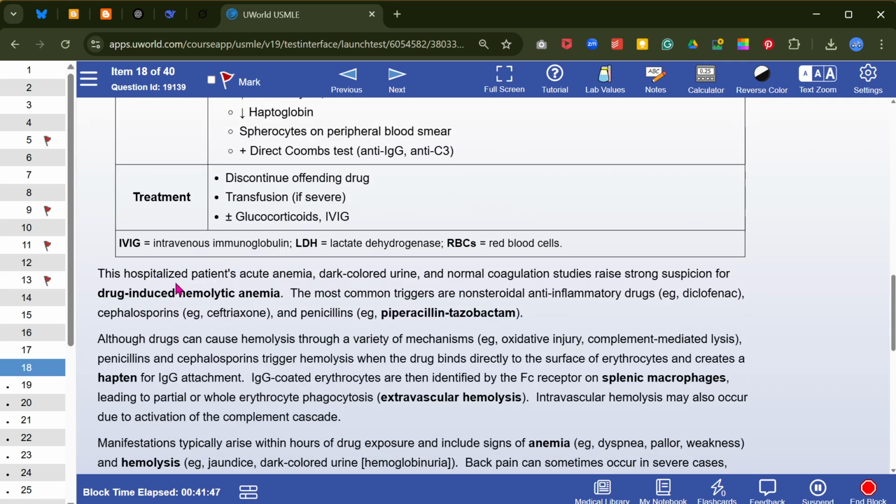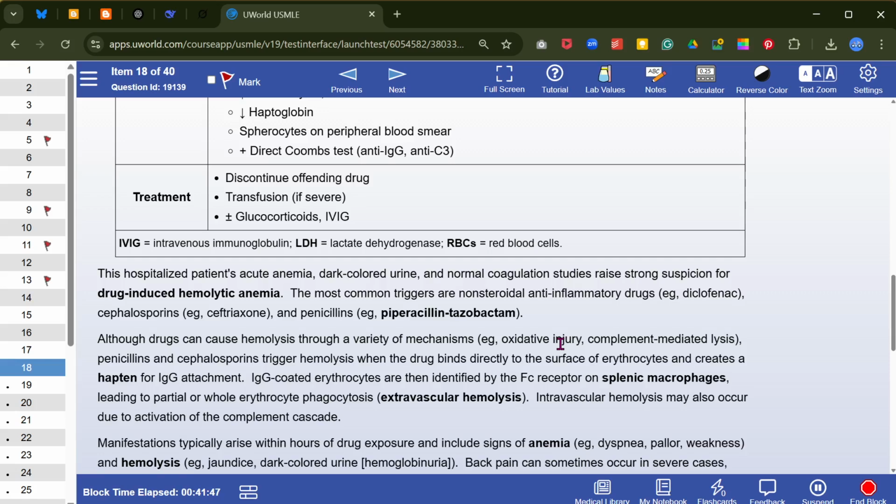These hospitalized patients with acute anemia, dark colored urine, and normal coagulation studies raise strong suspicion for drug induced hemolytic anemia. The most common triggers are NSAIDs, diclofenac, cephalosporin, and penicillin, piperacillin, tazobactam.